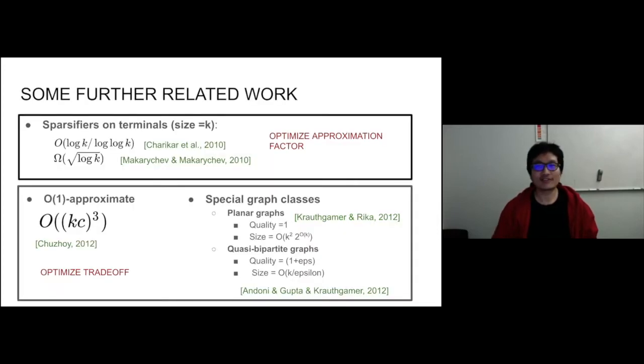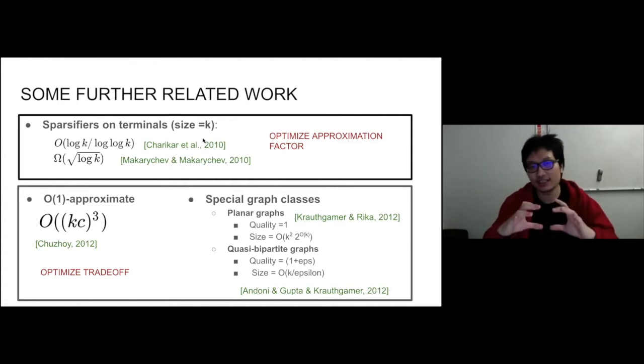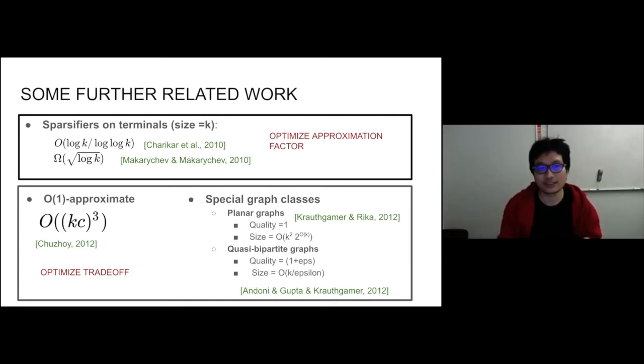Okay, so there are some further related works. For example, as I said, this question has been studied a lot. For example, if you want a sparsifier so that the size is fixed to be k, so you allow only the terminals, but not any other extra nodes, then in this case we know that we need to lose some approximation factor to preserve the cuts. And the best upper bound is log k over log log k approximation, and the best lower bound is square root of log k. So this is when you don't allow any extra nodes.